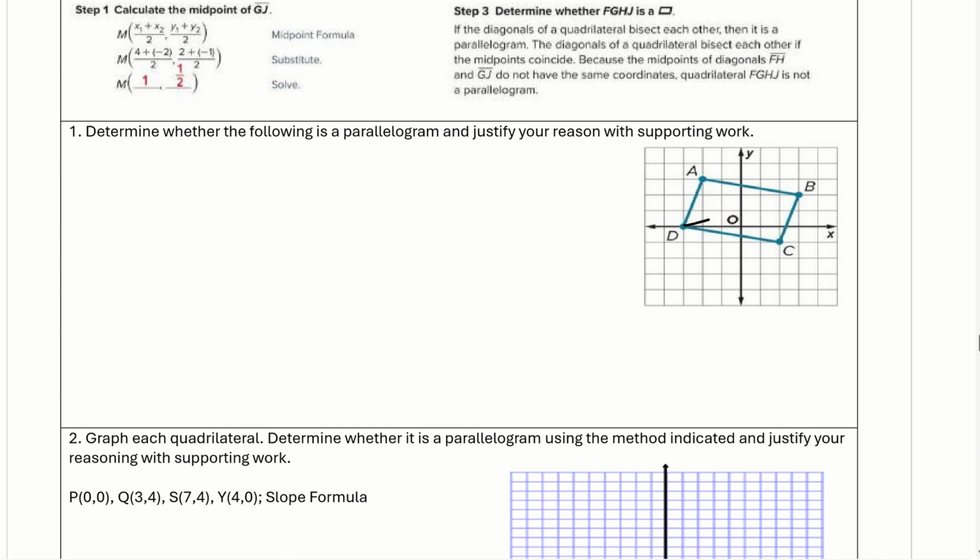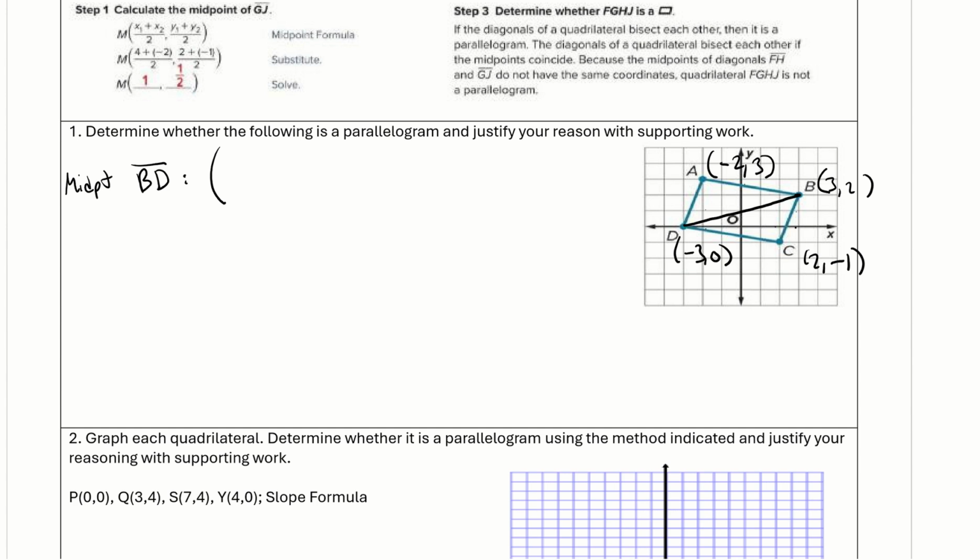To find the midpoint, you need to do each diagonal. So BD. What's the midpoint of BD? All right, the midpoint formula: you take the 2 coordinates and add them together, and then divide by 2. So A is -2, 3. B is 3, 2. D is -3, 0. And C is 2, -1.